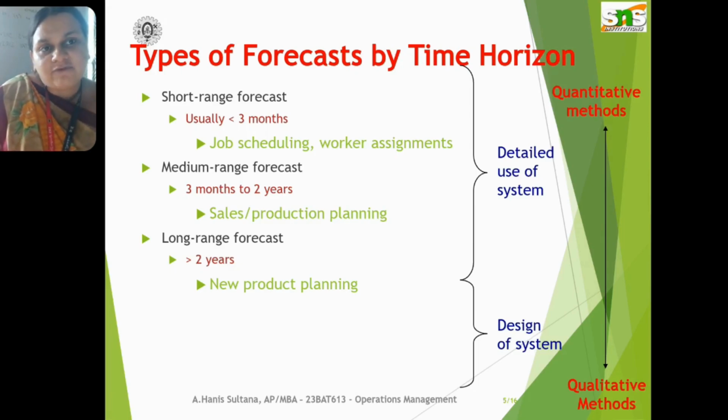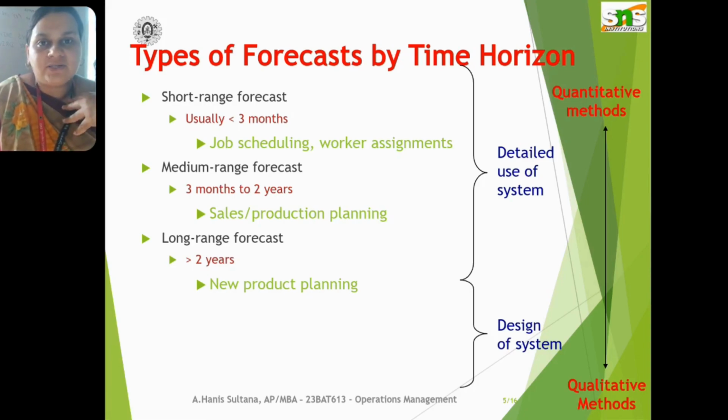Based on the types of forecast, we can go for methods of forecasting. There is definitely a difference between types and methods. Types are how forecasts vary on the basis of time, and methods are quantitative and qualitative. We know what quantitative is. Quantitative means we are quantifying the data.